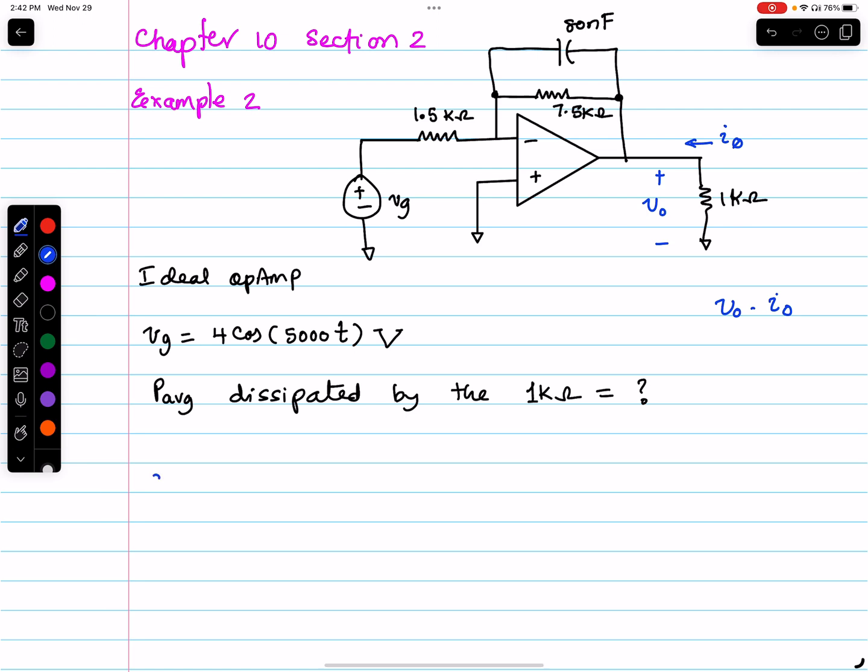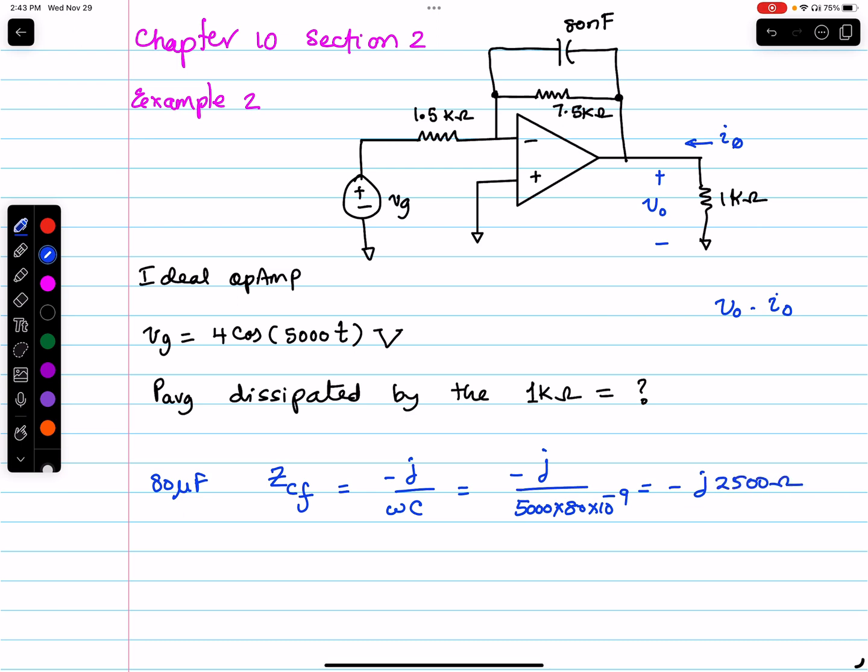First of all, I'm going to look at the 80 microfarad capacitance. The impedance of this capacitor, which is in the feedback path, is minus j over omega C. Omega is given to be 5000 and C is given to be 80 nano, so this comes out to be minus j 2500 ohms.